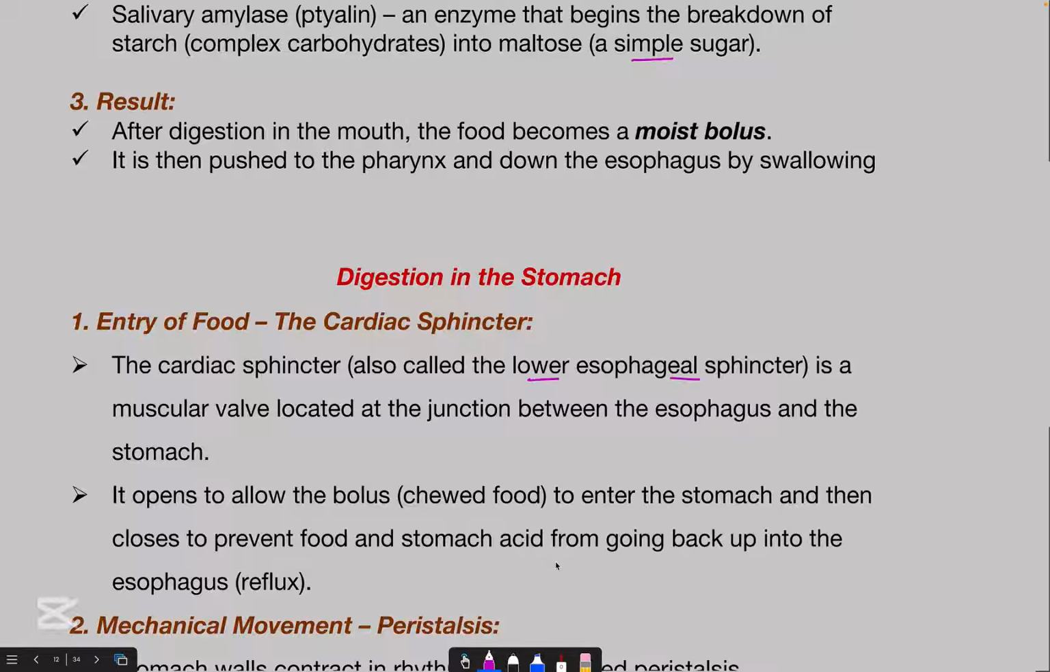There is a condition that actually happens, which we call gastroesophageal reflux disease, GERD. It is the situation where you have burning of your chest and tightness. All right? But that is the work of this cardiac sphincter in the stomach.